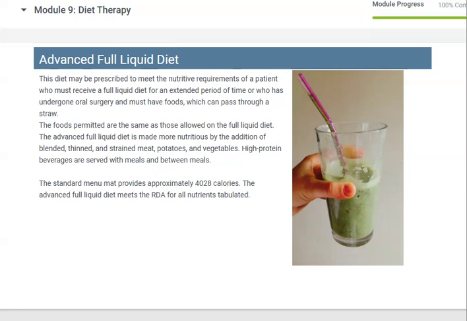High-protein beverages are served with meals and between meals. The standard menu MAT provides approximately 4,028 calories. The advanced full liquid diet meets the RDA for all nutrients tabulated.